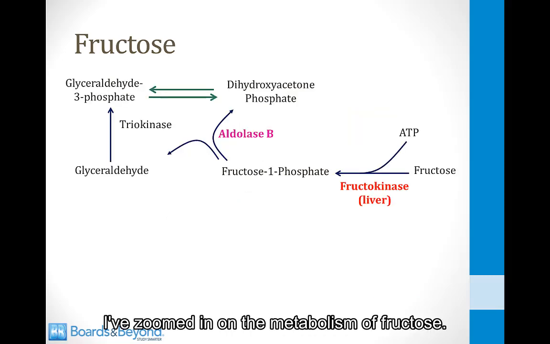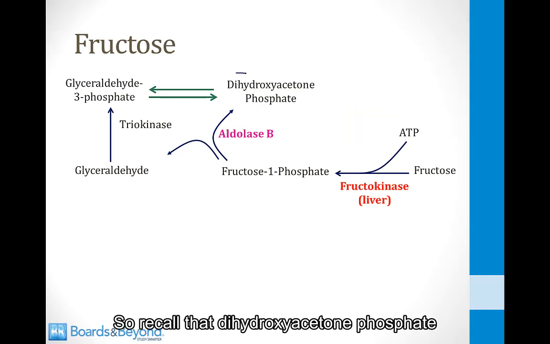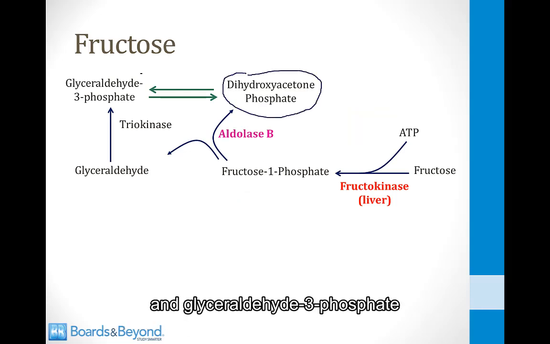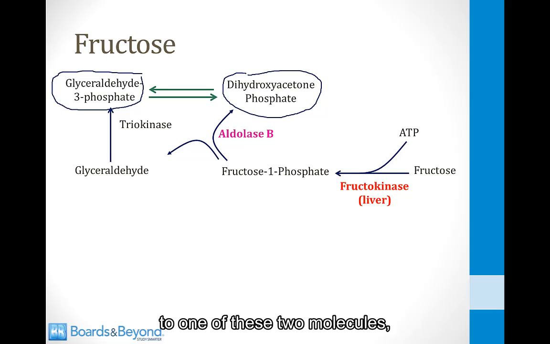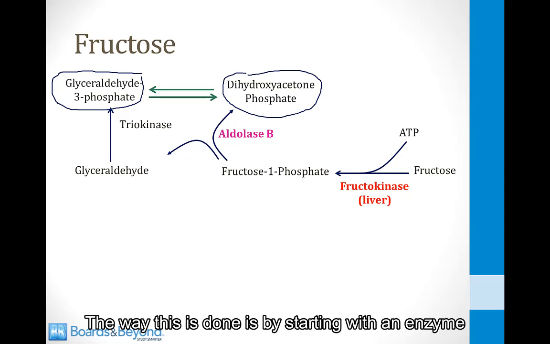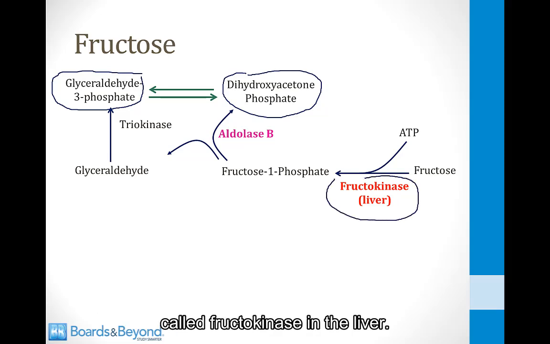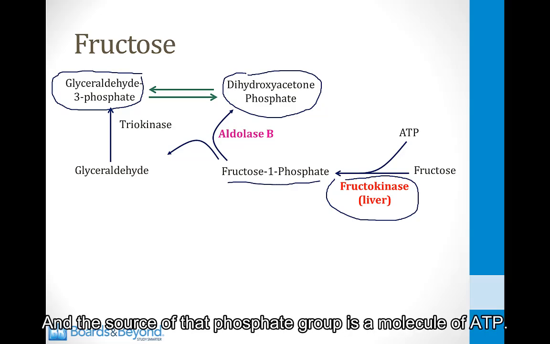On this slide, I've zoomed in on the metabolism of fructose. So recall that dihydroxyacetone phosphate and glyceraldehyde 3-phosphate are intermediates of the glycolysis pathway. So once fructose has been converted to one of these two molecules, it can enter glycolysis. The way this is done is by starting with an enzyme called fructokinase in the liver. Fructokinase adds a phosphate to the one carbon of fructose to make fructose 1-phosphate. And the source of that phosphate group is a molecule of ATP.